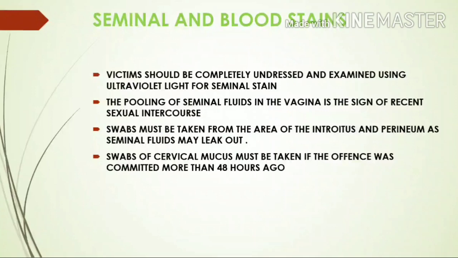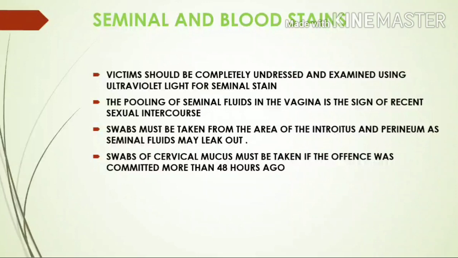The presence of spermatozoa in the vaginal secretion of children and grown-up virgins is a positive sign of sexual intercourse. Swabs must be taken from the area of the introitus and the perineum, as the seminal fluid may leak out of the vagina before the hymen is examined. A swab of cervical mucus can be taken if the offense was committed more than 48 hours back.